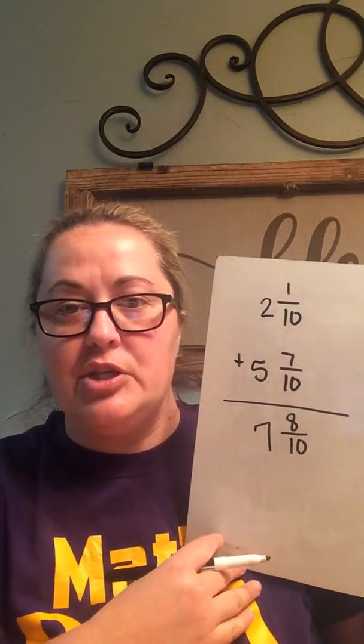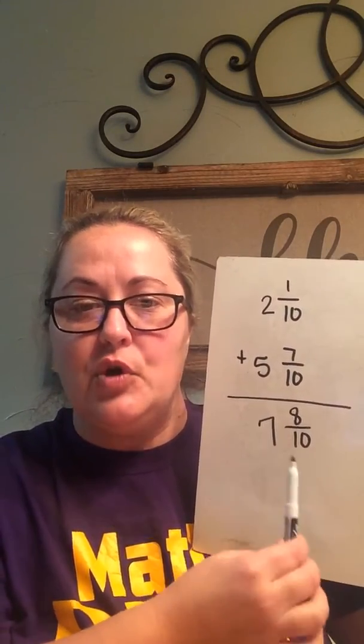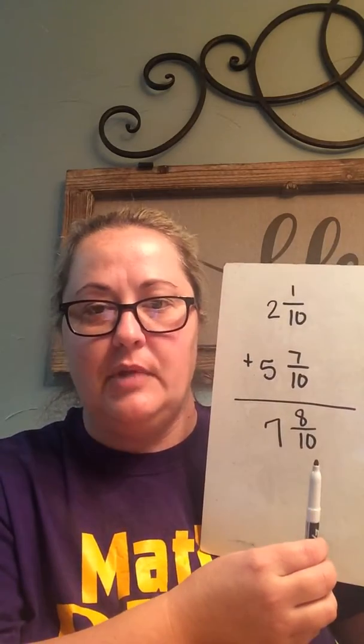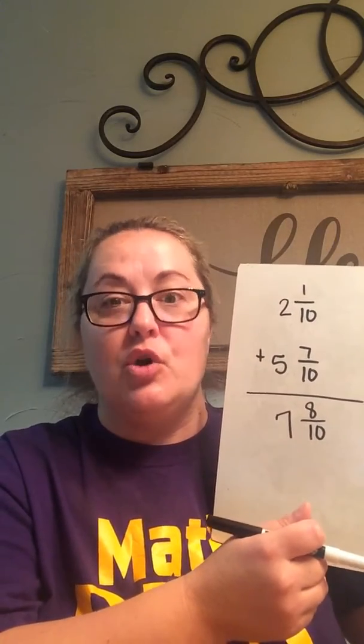What's the last thing we're going to check? Is it in simplest form? Are there any kinds of groups that we can break 8 and 10 both into? Okay, they're both even numbers. So right now we know we can break them into groups of 2. All right, so let's do that. Now, we're not going to do anything with the whole number. The whole number is not ever going to change.